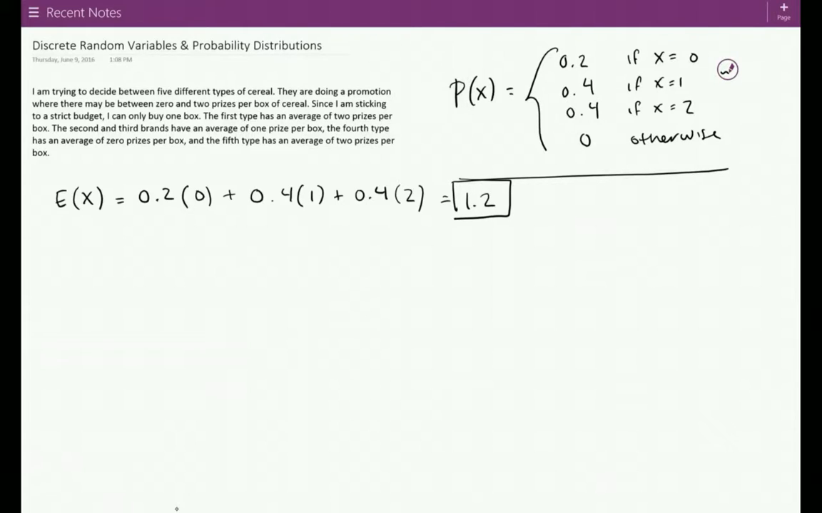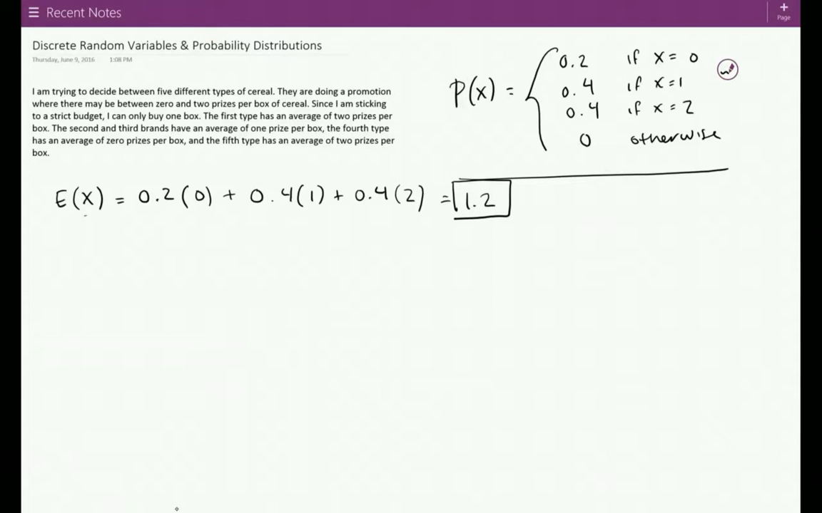Note that this is not an actual possible value for our random variable x, as we only have the possible values of 0, 1, or 2, but it shows us that the average number of prizes per box is about 1.2, and we can expect to get somewhere in there from a box.